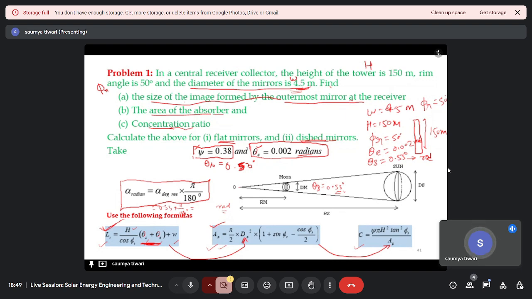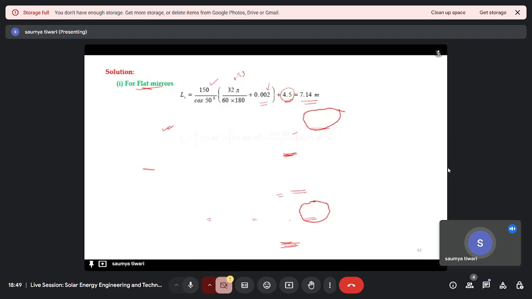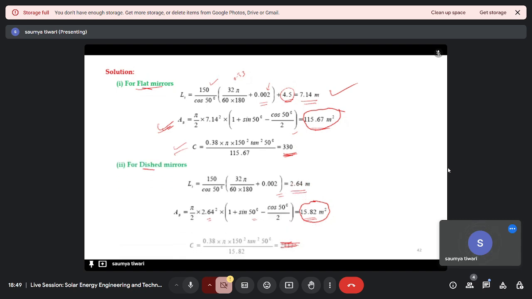We know all the values we can put into the equation, and we can calculate the length of the image formed. We can calculate your receiver area, and then from there we can calculate the concentration ratio. Similarly, for the disk mirror, we exclude this value, and then the formula is the same for the rest. We can see that for the flat mirror your concentration ratio is 330, but if you use the disk mirror, the concentration ratio has increased to 2412. So we can see which mirror will be required for a higher concentration value: the disk mirror, right?